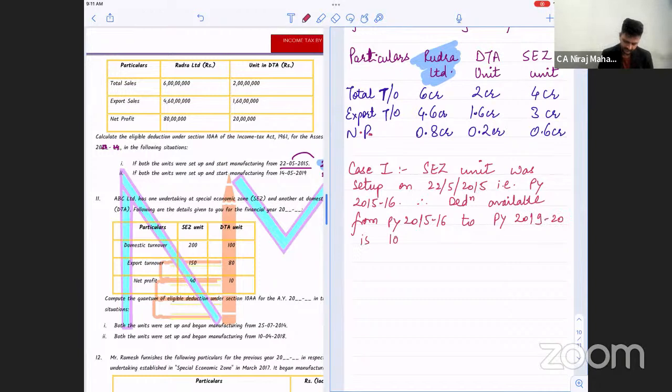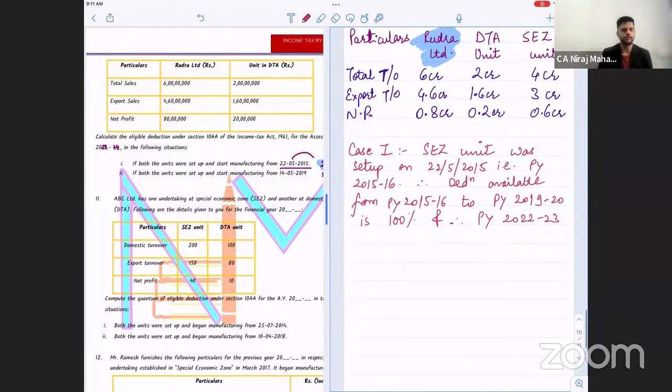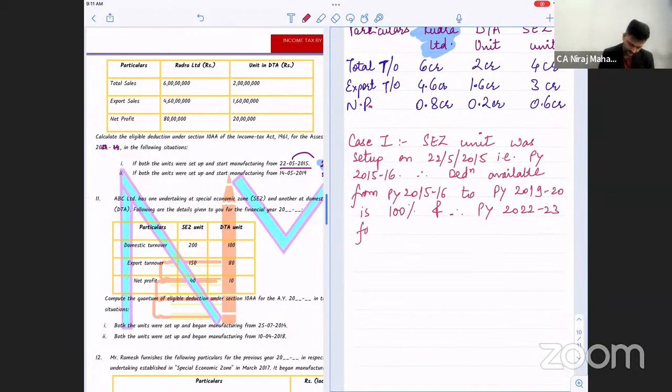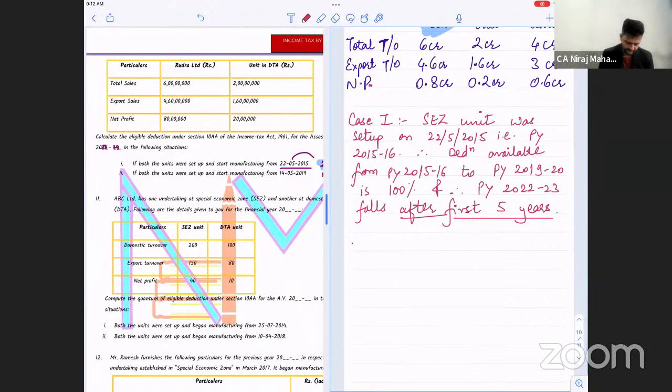is 100%, and therefore PY 22-23 falls where? After the first 5 years. After the first 5 years. Correct? Very good. Therefore, the eligible deduction is how much, bacho? 50% for whatever figure we calculate. Okay, everybody?